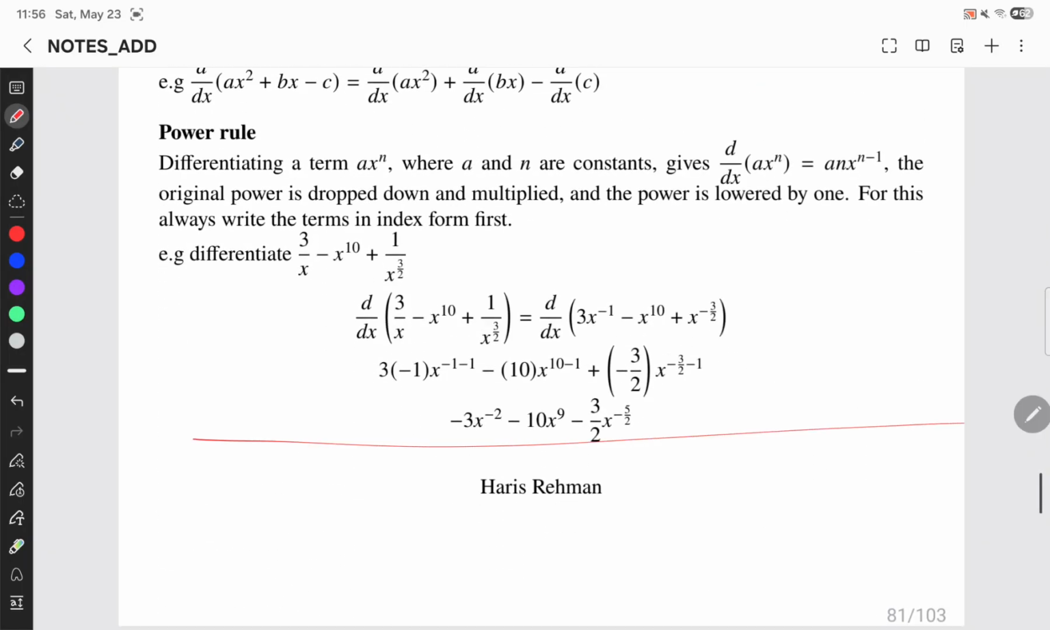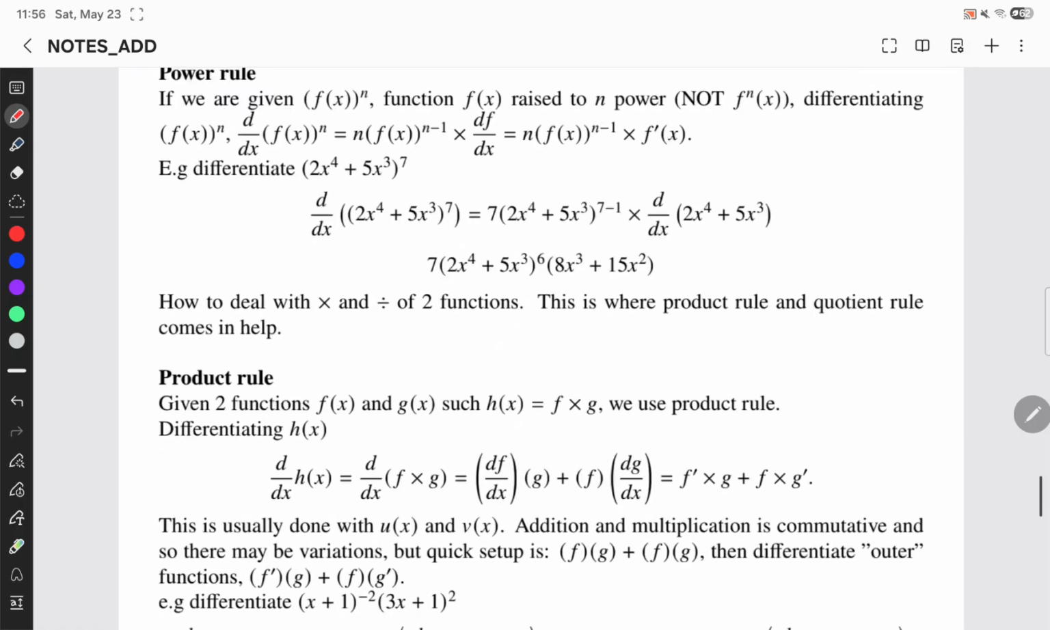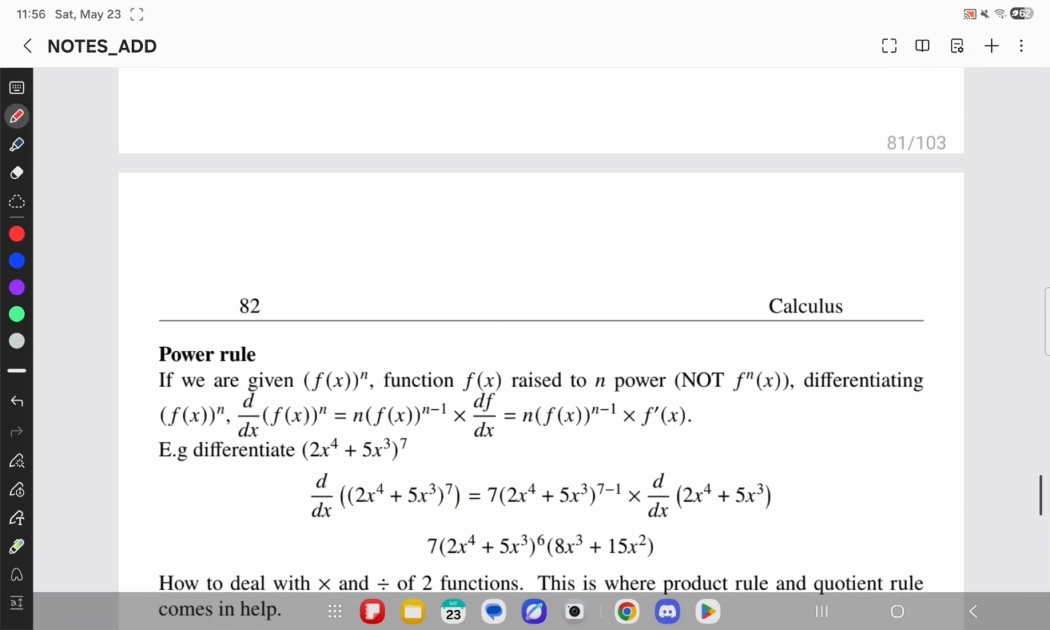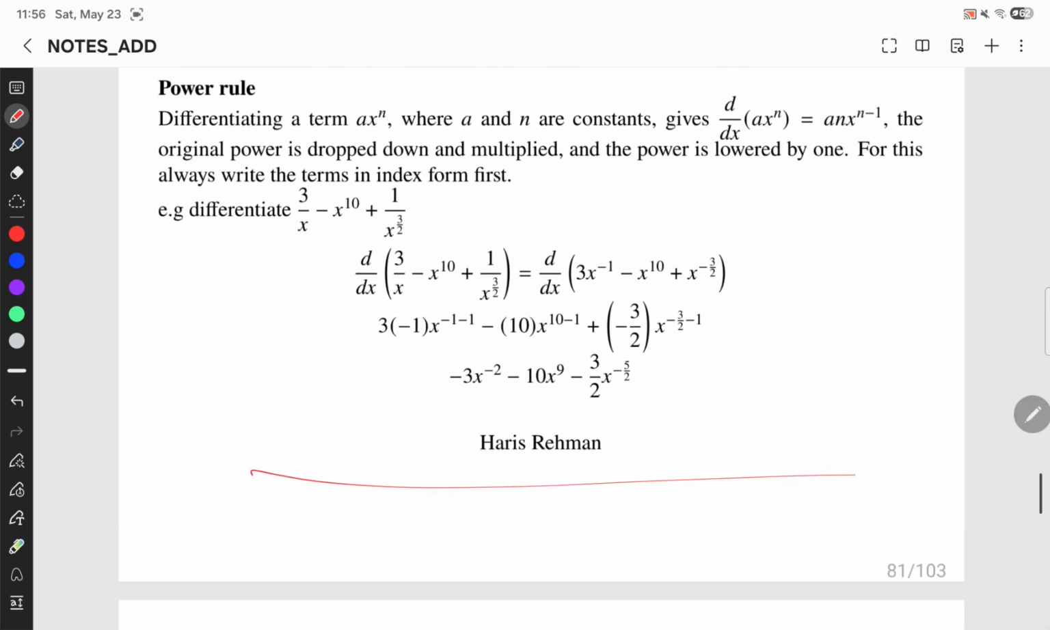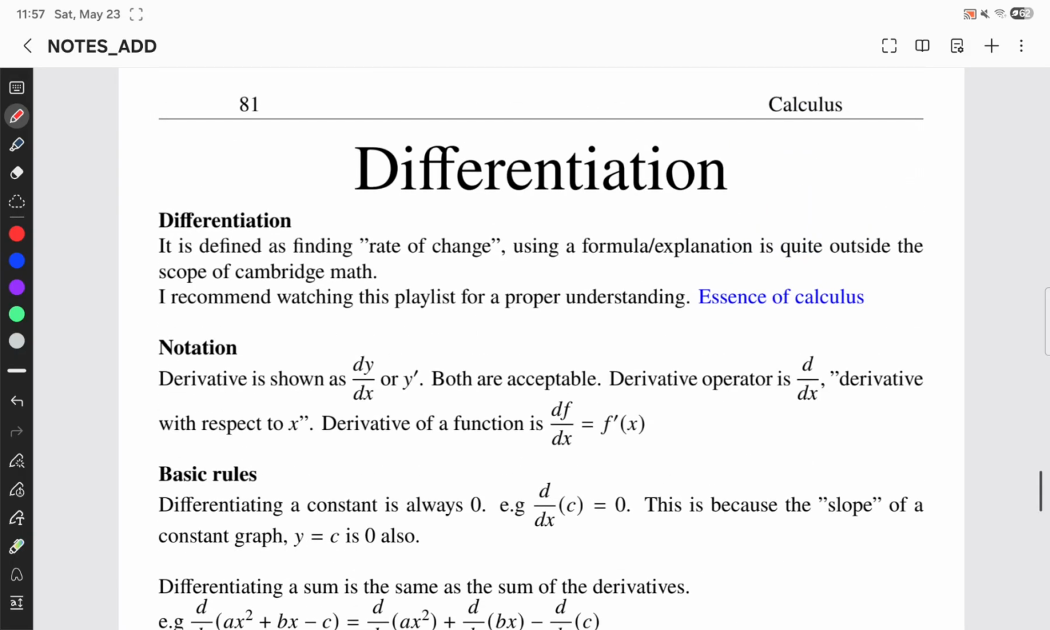up till the power rule is 0580. After the power rule is the add math stuff. So after this 81st page, those who are doing 0580 can leave. So let's get into differentiation.